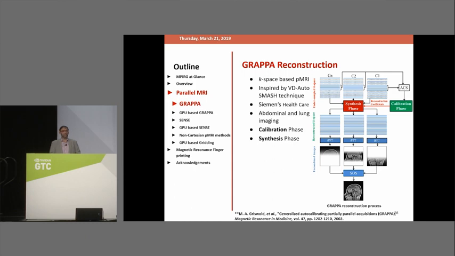Then from the ACS, we define a matrix known as the ACS lines, auto-calibration signals, which are the fully acquired signals. From there, we calculate the weight sets, which can be used to fit the missing lines of the K-space. Then we apply those weights in the synthesis phase, and as a result, we get the fully sampled K-space. Then we apply the inverse Fourier transform, and we get the fully sampled images of all the individual receiver coils. At the end, we perform sum of squares reconstruction to get a composite image. So this is the GRAPPA reconstruction process.